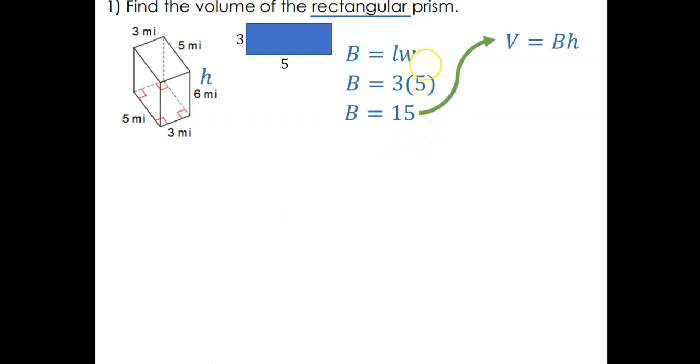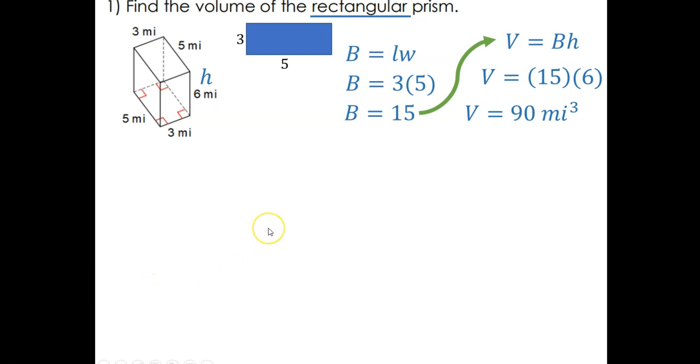Okay. We did the side work. Now, we already know what the height is. I labeled it. The height is 6. So then we just plug that in. 15 times 6. 90 miles cubed. Okay.